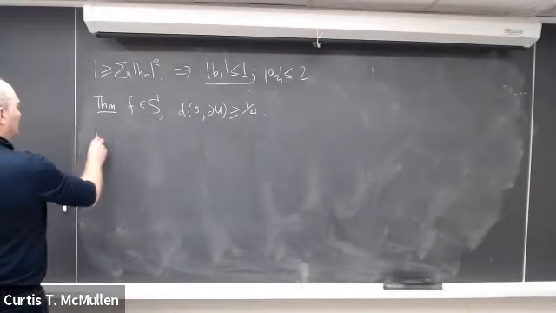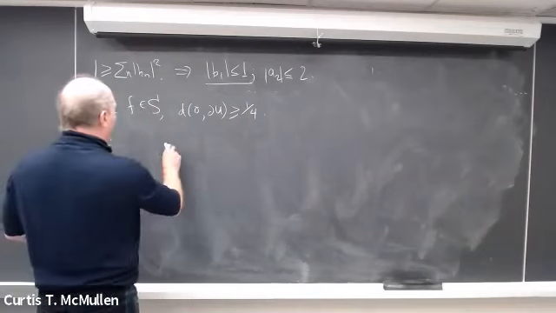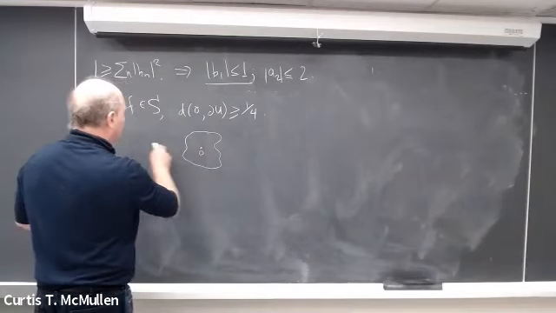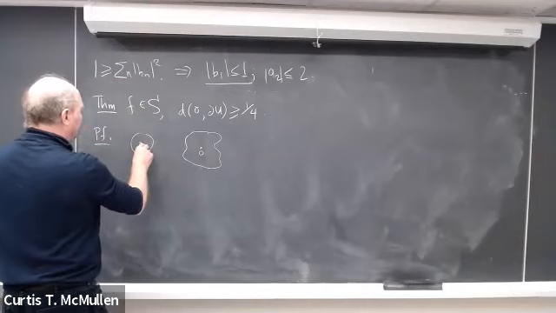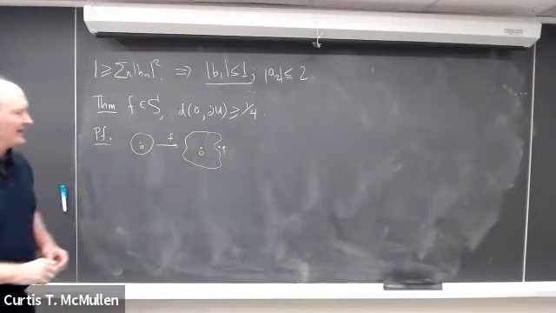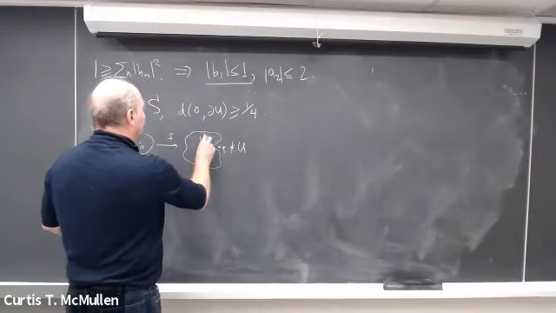Okay, so the proof of this, what we do is we say, well, here's our image U. 0 is in the image, it's the image of the unit disk. And now there's some point P, which is not in the image, so it's not in U. And we want to know how small P can be.